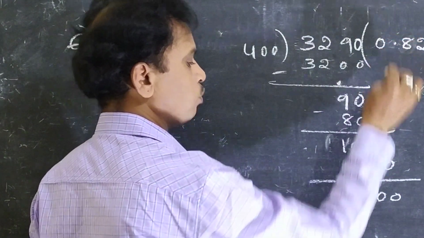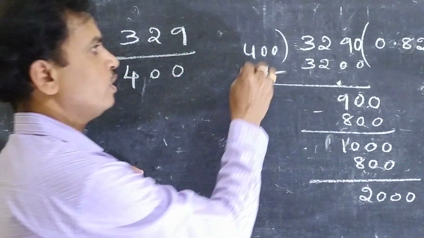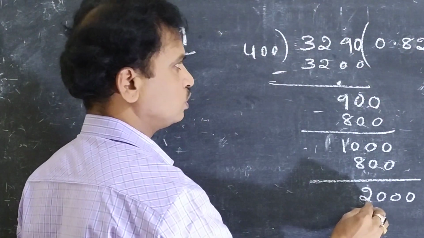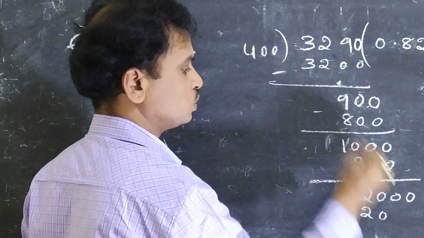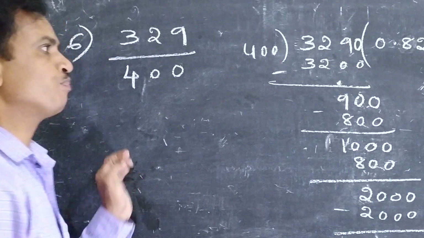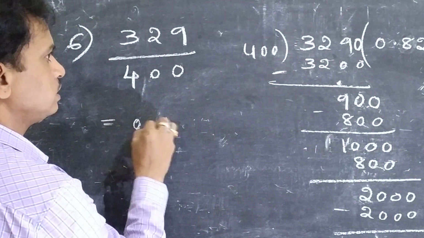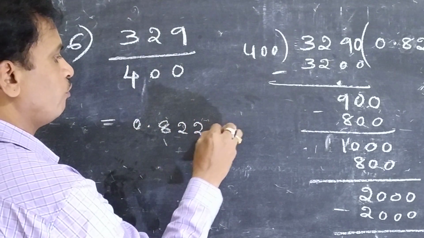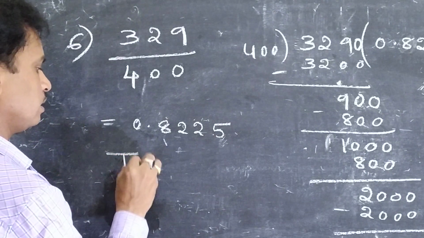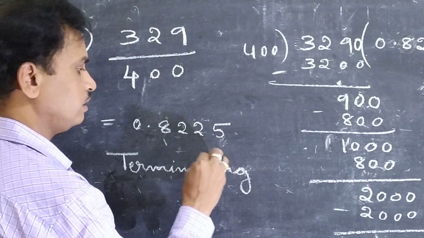Then already we gave the point. Then 0. So then 400 5s are, because 5 4s are 20. Then these 2 zeros. So subtract here, remainder is 0. So what is the answer here? 0.8225. There it is, a terminating decimal.